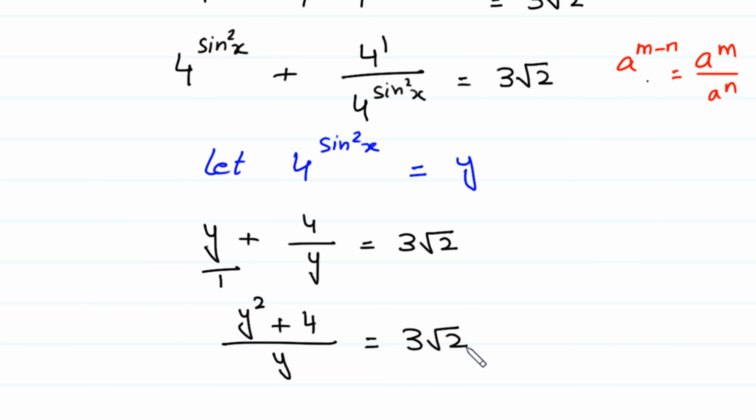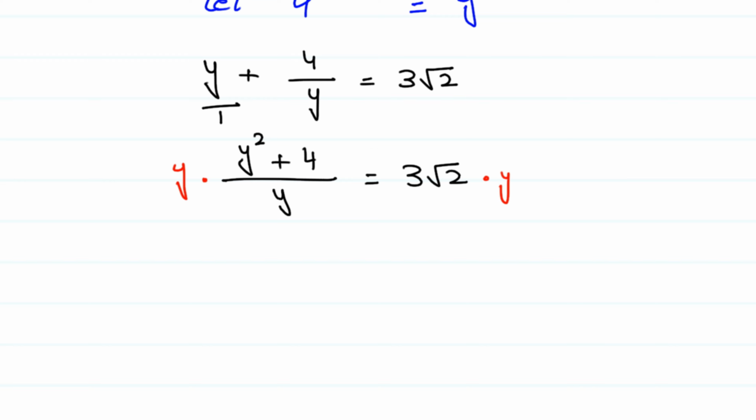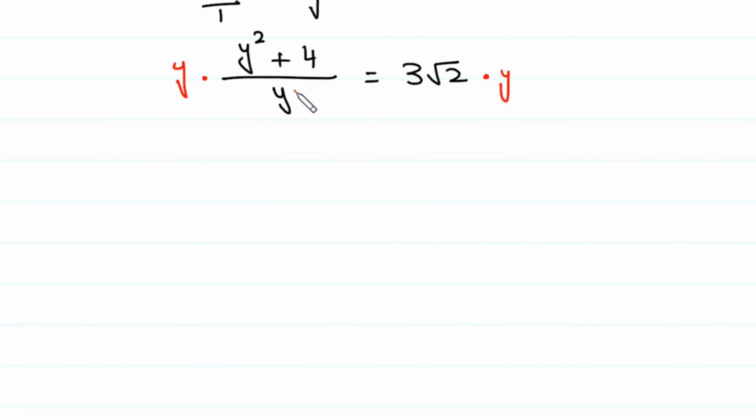Next we multiply both sides by y. At right side multiply by y and at left side multiply by y. This y is cancelled with this y, and here left y square plus 4 is equal to 3 square root of 2 times y is 3 square root of 2 y.